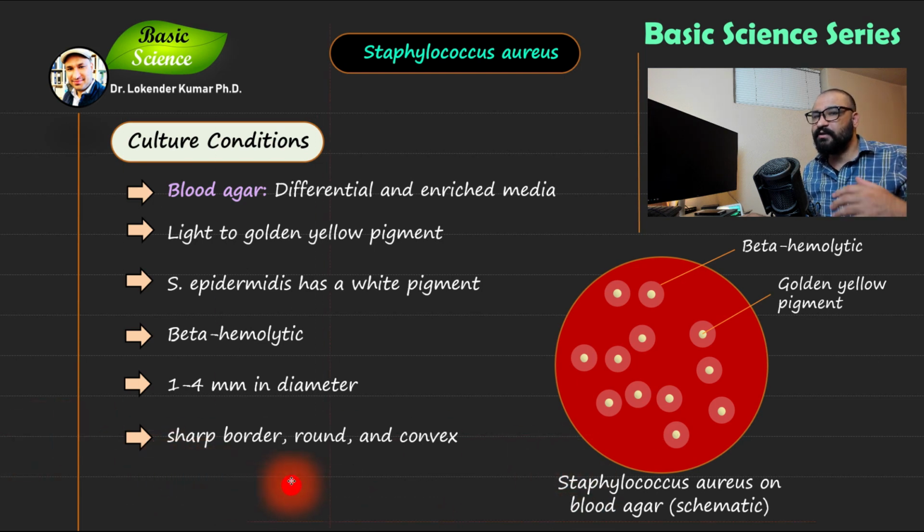And then you have round colonies. They are round in shape and also convex. Convex colonies. They are not flat, they are not concave, they are convex, typical for Staphylococcus aureus.